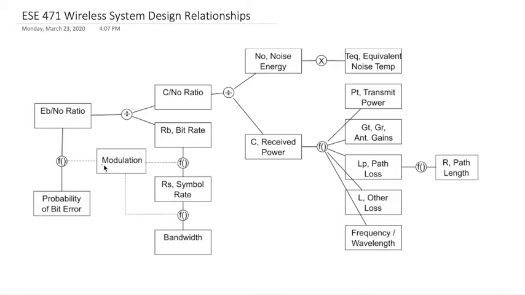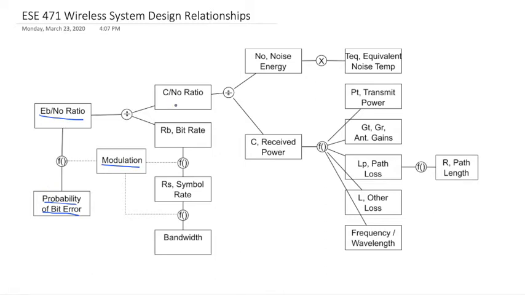Most recently, we've been talking about the relationship between modulation and the probability of bit error and the probability of symbol error. But these are functions of the Eb over N0 ratio. If we're given a probability of error requirement and we're told what modulation to use, that is going to specify what Eb over N0 we must have at a minimum in order to achieve that requirement.